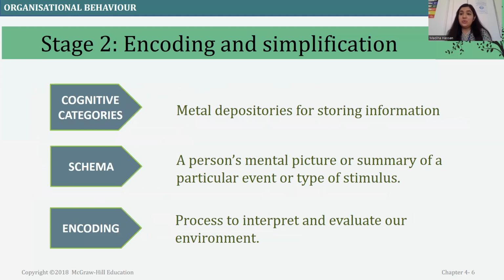Similarly, stage 2 is encoding and simplification. Encoding means cognitive categories, mental depositories, for storing information. Then schema is a person's mental picture or summary of a picture, event, or stimulus. Then encoding is the process to interpret and evaluate our environment. So if a thing comes into your mind, you store the information and process it, forming a mental picture, and then processing and interpreting is done according to your environment.